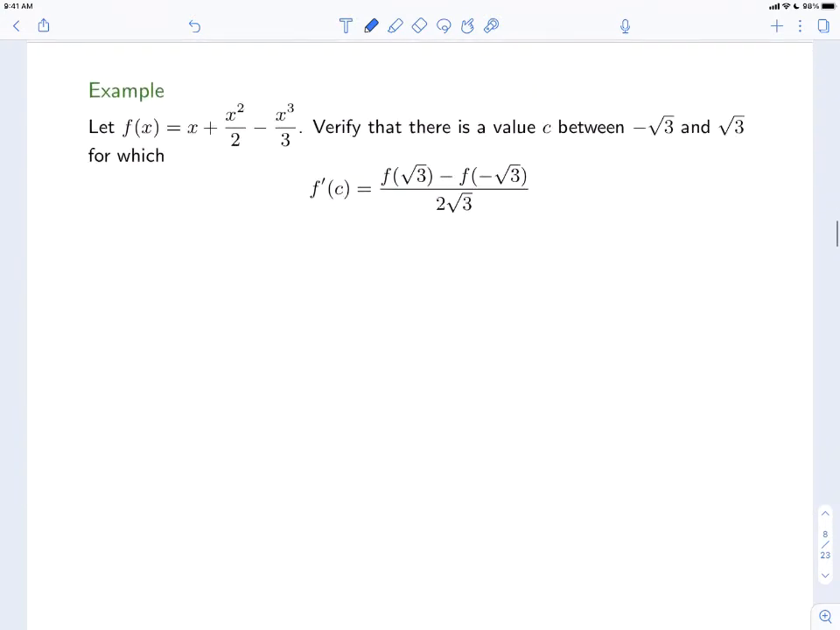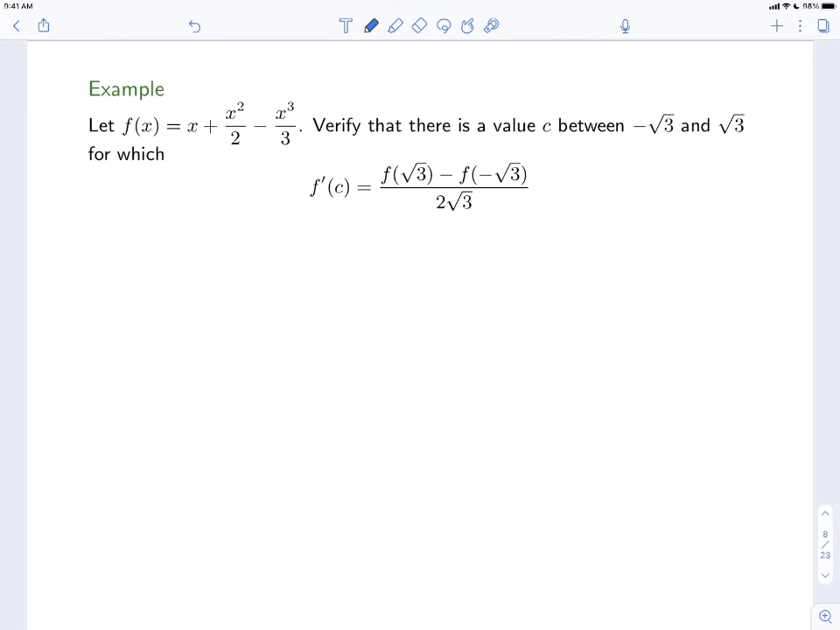Let's do another example. Let f of x be equal to x plus x squared over 2 minus x cubed over 3. This is a polynomial. That means it's continuous everywhere, it's differentiable everywhere. Verify that there is a value c between minus square root of 3 and positive square root of 3 for which f prime of c is equal to f at the square root of 3 minus f at negative square root of 3, divided by the difference between the two, which is 2 square roots of 3.